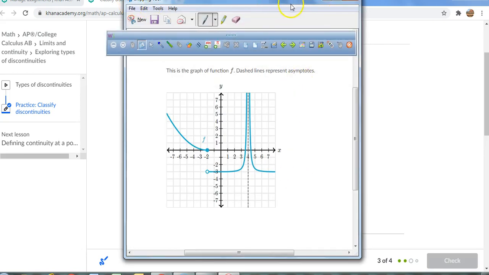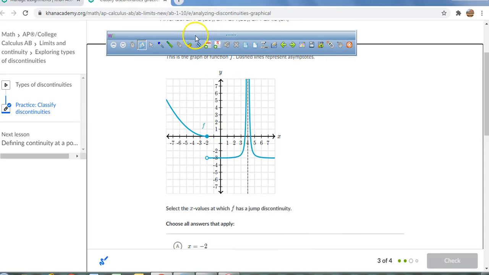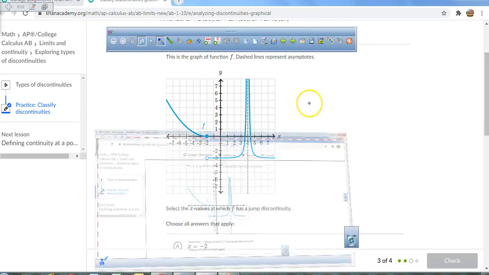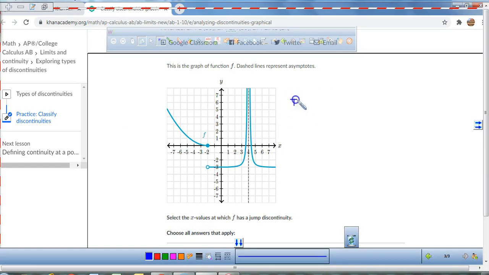All right, let's minimize this. On this one, let's label a couple things because we got infinite and we got jump. So we got some infinite discontinuity going on right here at x equals 4. We got an asymptote, so it goes up to positive infinity forever. Then we do have some jump discontinuity going on because going down, you have to jump down here. So that's going to be at x equals -2.